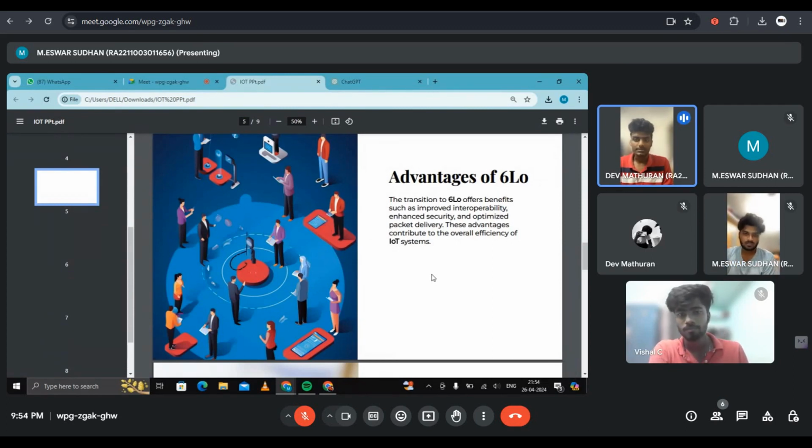the IPv6 address space. Resource efficiency optimizes the use of network resources, conserving battery life and reducing communication overhead in resource-constrained IoT devices. Simplified development simplifies the development and management of IoT networks by leveraging familiar IPv6 networking principles and tools. Security provides support for IPv6 security mechanisms, enhancing the overall security posture of IoT deployments.